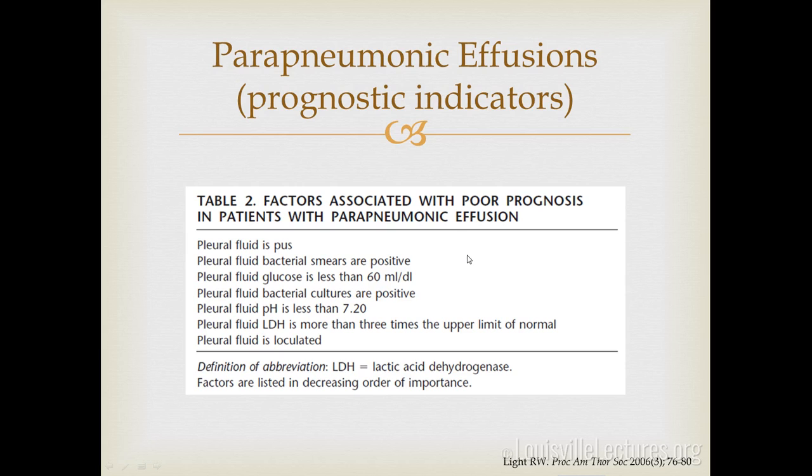What are the indicators for poor prognosis in parapneumonic effusion? There's not much science behind it. I think as clinicians who deal with these patients, we have an idea which patient's going to do worse. And all these things, I think you already know. Obviously, if there's gross pus, the cultures are positive, the glucose is low, pH is low, LDH is high, or you have a loculated effusion. So if it looks bad, it's going to act bad.